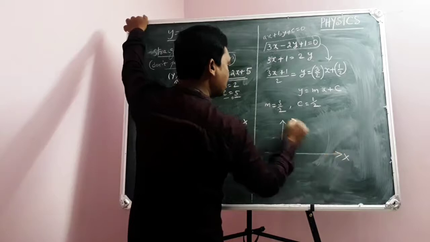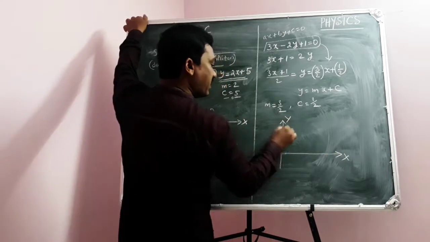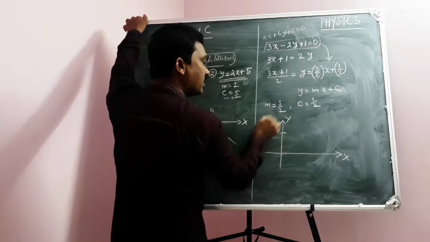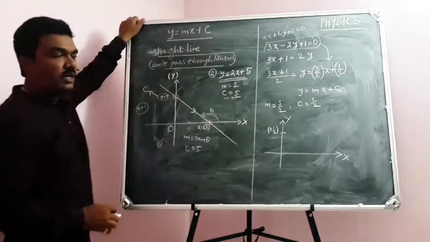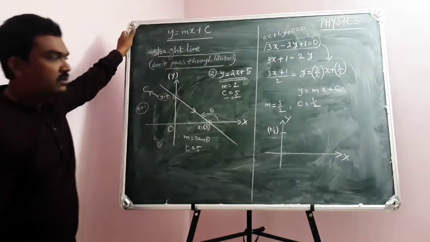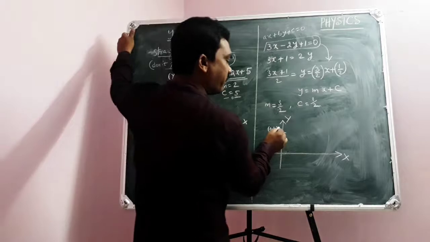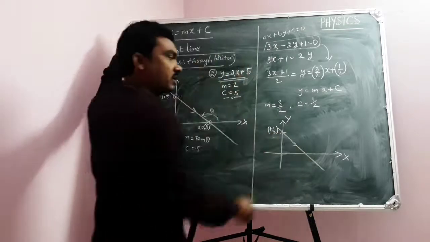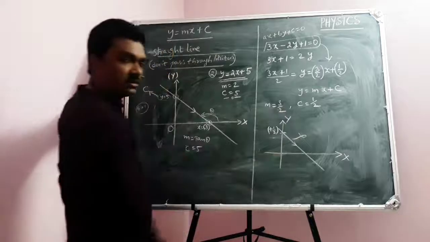This is the x-axis and this is the y-axis. The y-intercept is 1 by 2, of course plus 1 by 2. M equal to 3 by 2. Here there is an interesting point. Sir, m equal to 3 by 2, that is 1.5. Shall I take the graph like this? People may get the doubt. No, sorry, this will not be the graph for this.